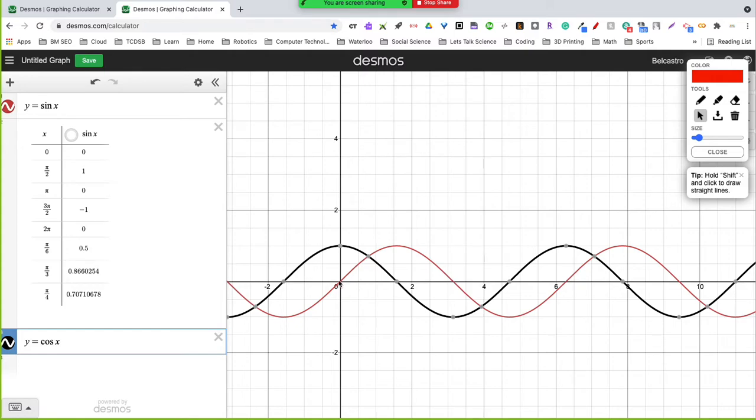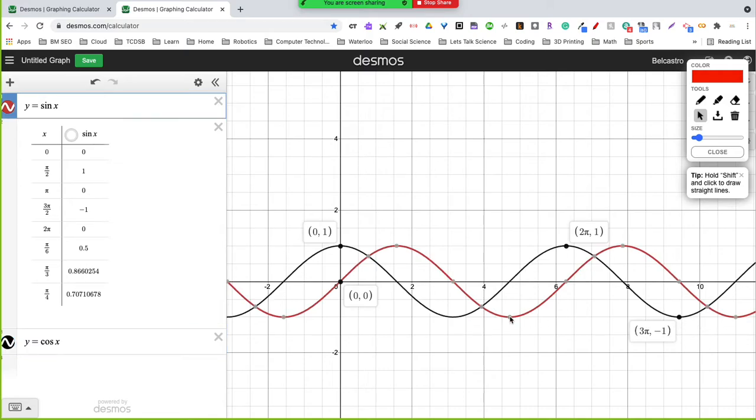Where sine starts, or if you were to call this a starting point, because technically they're infinite, they go on forever. If we want to give it a starting point, it's at 0, 0, where cos actually starts at 0, 1. They both follow the same pattern. They have the same high points and same low points, you'll notice, but the x values, or when they get there, are a little different between the two.